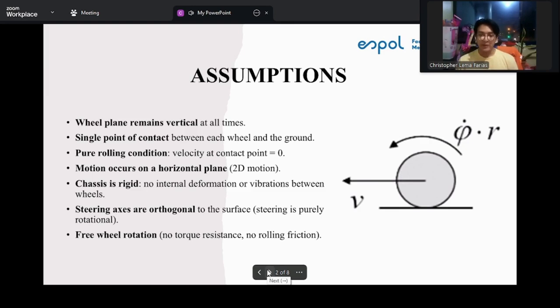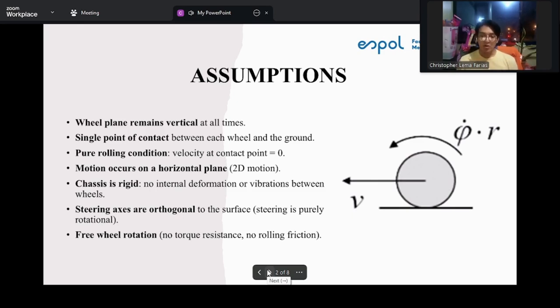Second, single point of contact between each wheel and the ground. This allows us to treat this interaction as rolling motion, or rolling condition. The velocity at the contact point is zero. In other words, there is no sliding, no slipping, and no lateral motion. So it causes non-holonomic constraints.